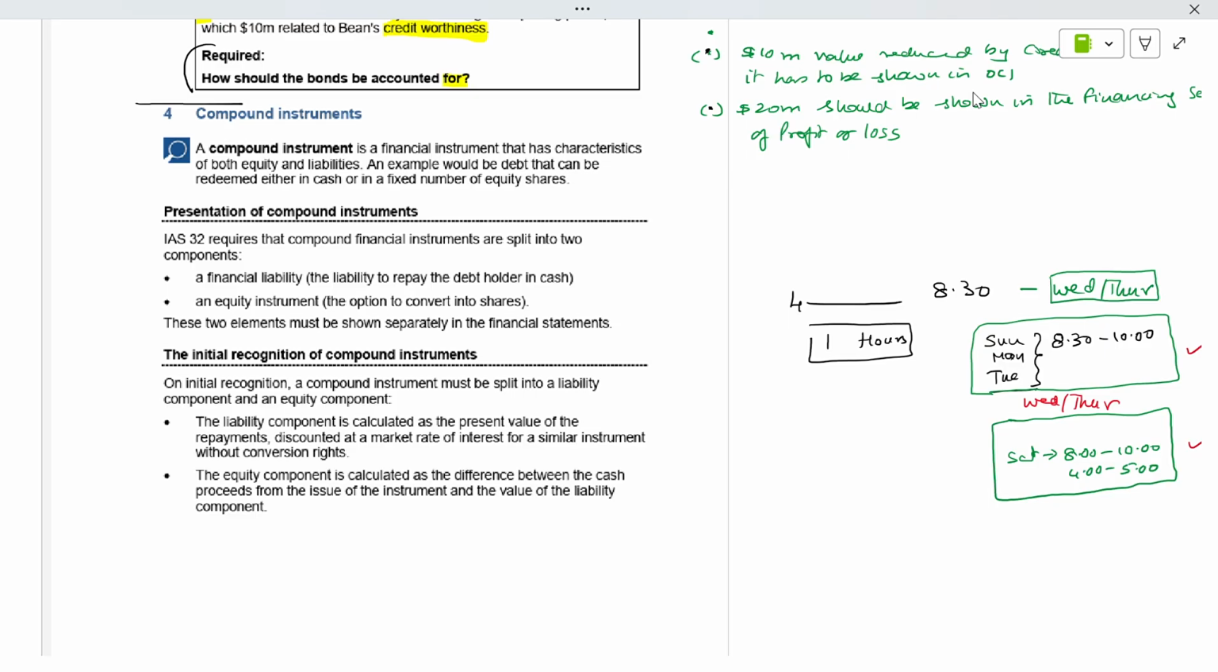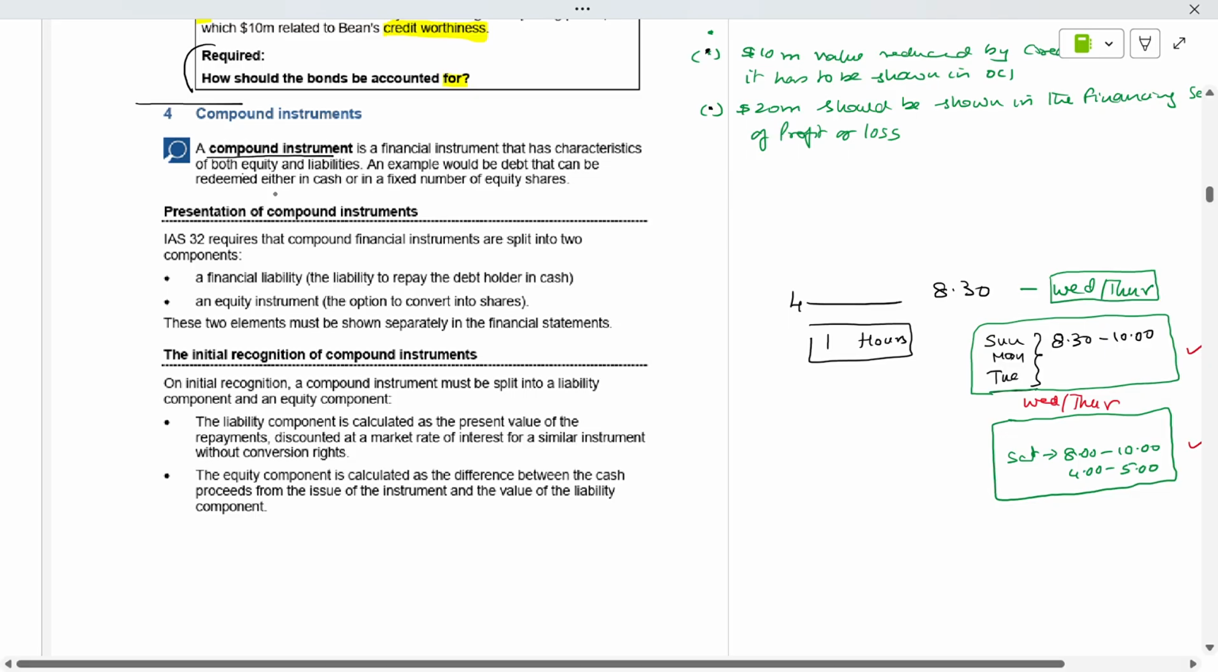What we have done, see, very simple. Financial instruments: you will have a compound instrument also. What is a compound instrument? You will have the characteristics of both equity and liability. Okay, you have the convertible, as simple as that.